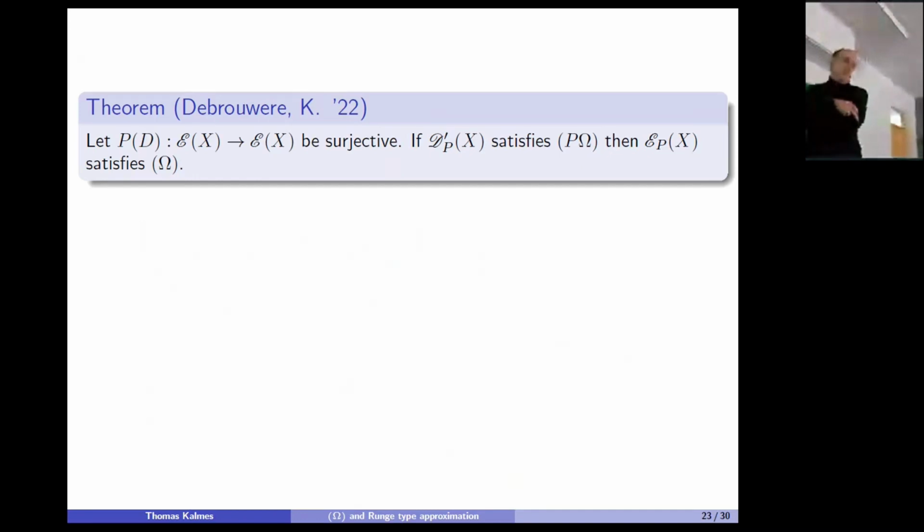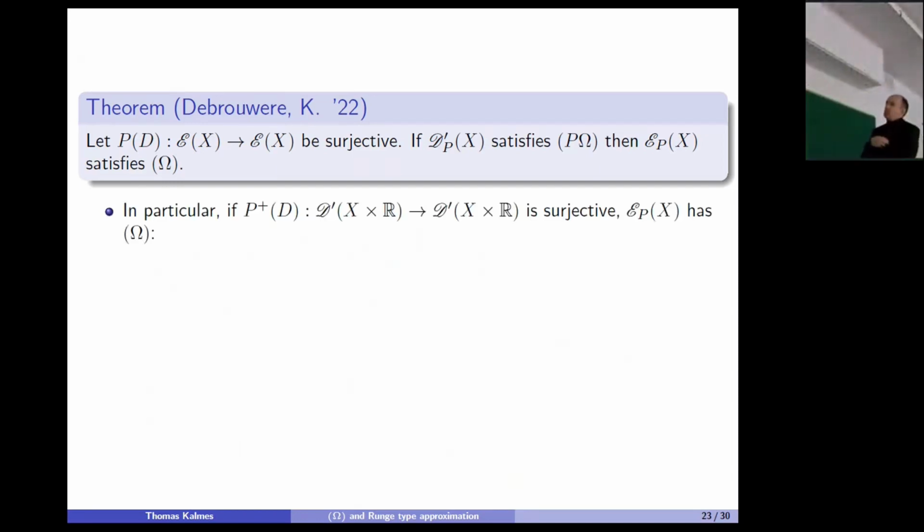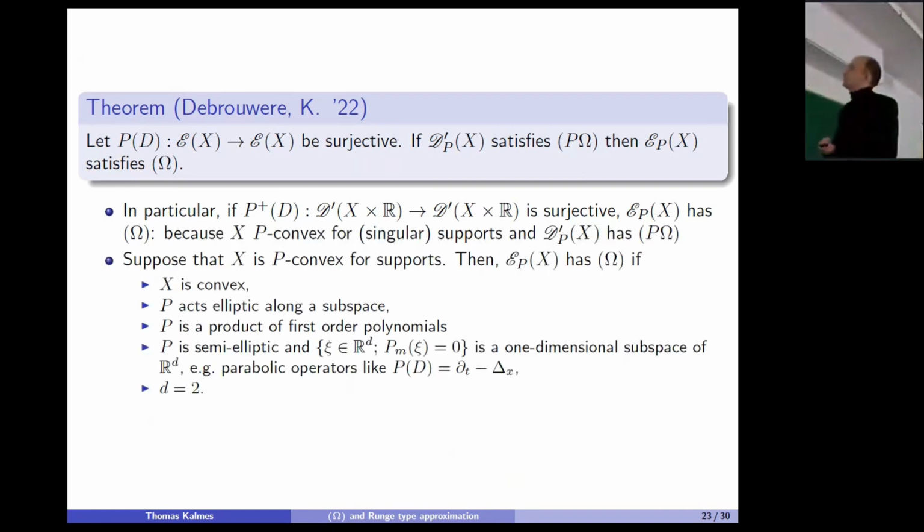And now with Andreas, we were able to show the following. So we are interested in the property omega for the smooth kernels. And if our differential operator is surjective on the smooth functions and the distributional kernel has P-omega, then the smooth kernel has omega.